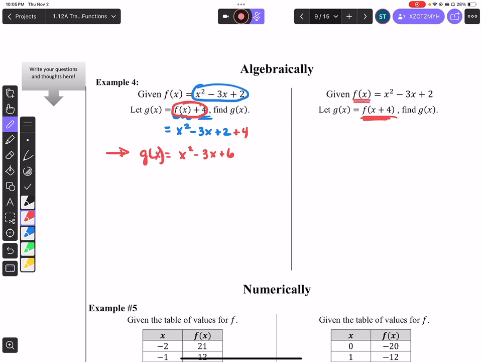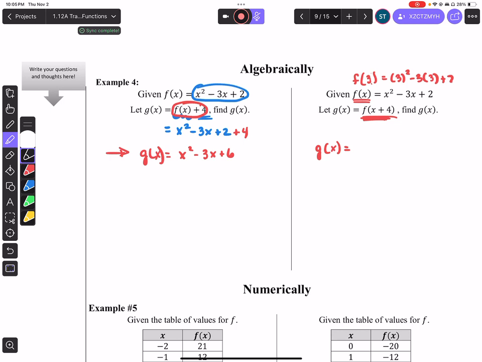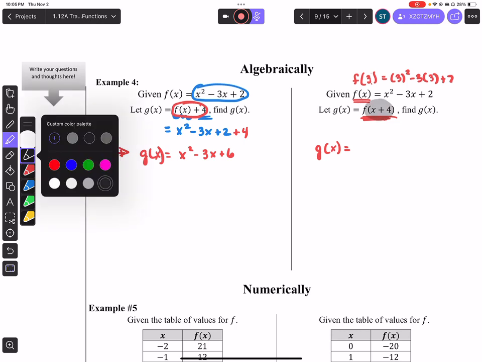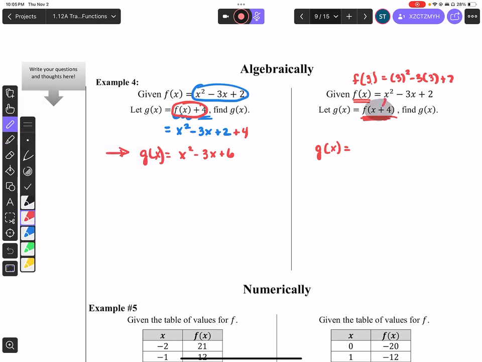So here's my function. I have to figure out what the f of x plus 4 is. And remember how this function notation works. If I want the f of 3, for example, I replace each x with a 3, and I'd write exactly like 3 squared minus 3 times 3 plus 2. There's how you find the f of 3. I want the f of x plus 4. So I've got to put an x plus 4 in for x. So it looks like this, x plus 4.